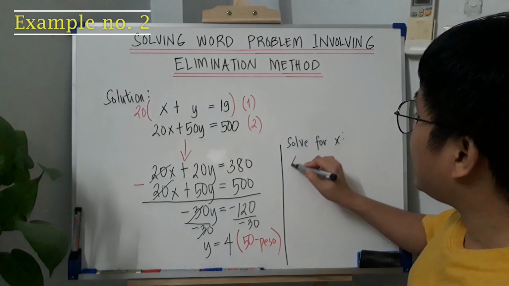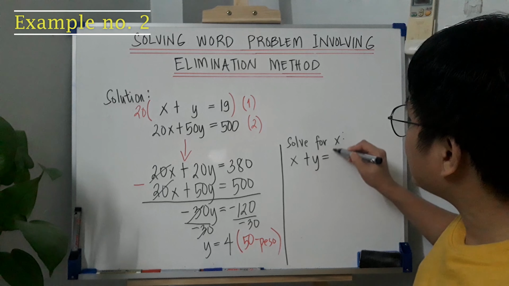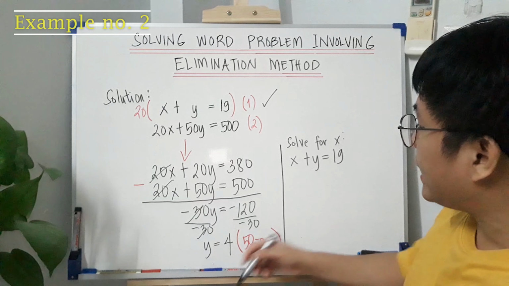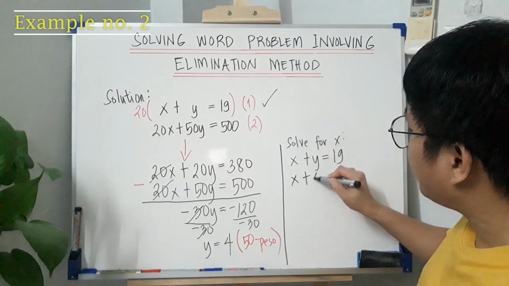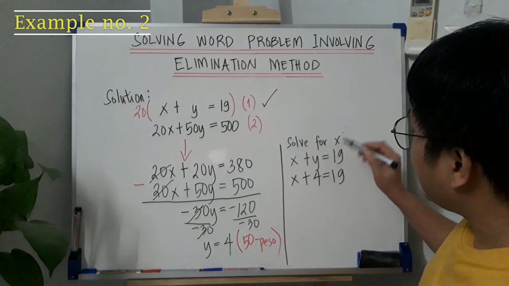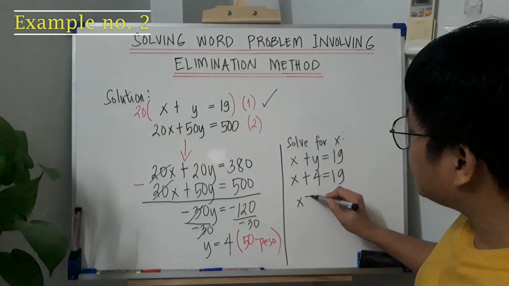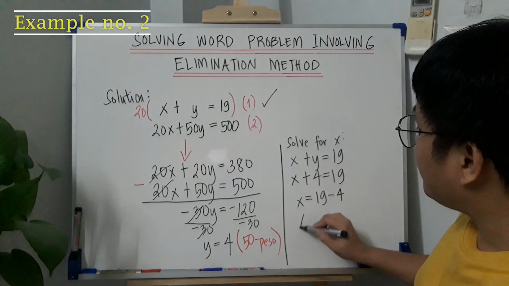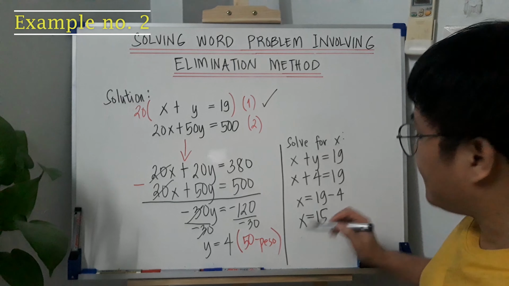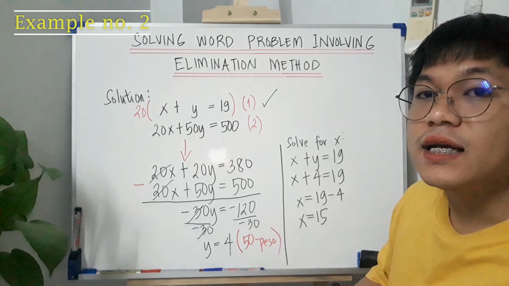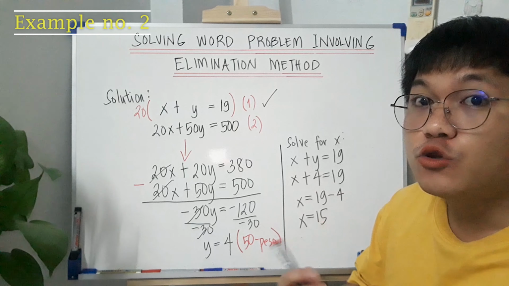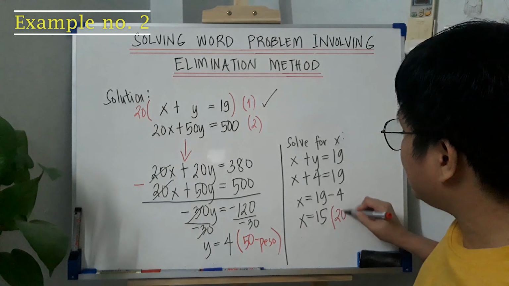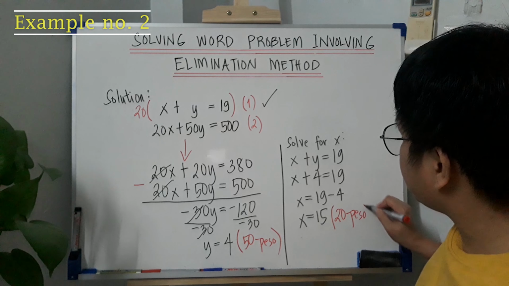So that will be x plus y equals 19. I will use equation number 1. And then since our y is 4, we have x plus 4 equals 19. That will be x is equal to 19 minus 4. That will be x is equal to 15. Therefore, there are 15 20 peso bills in the wallet of Alexis.